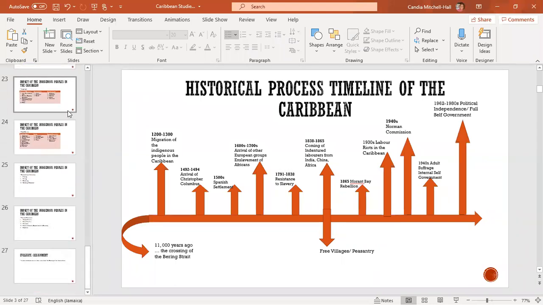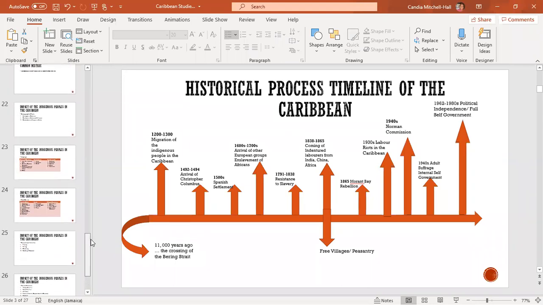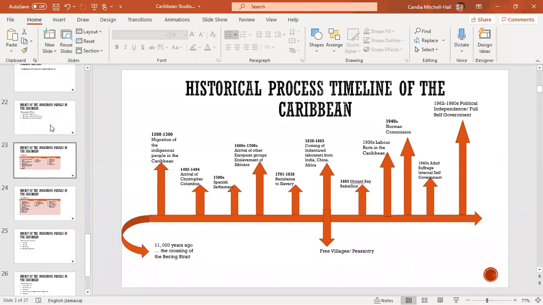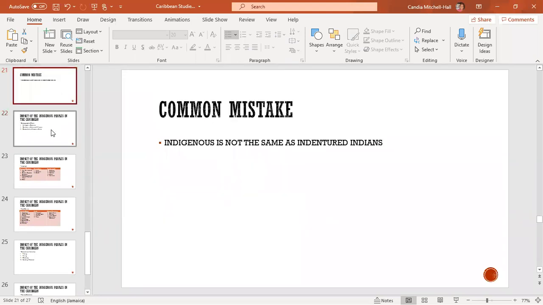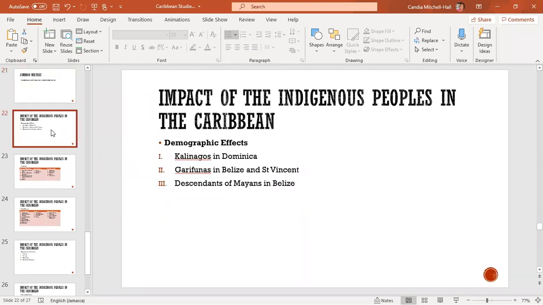Now, the syllabus also asks us to look at the different effects of the indigenous Indians. The reason why I do it like this is that I put each under different themes. So if you go into the exam and they ask what are some of the impacts of the indigenous peoples on the Caribbean, you could argue and say one of the impacts of the indigenous people on the Caribbean is, or was, we could say, the demographic effect.